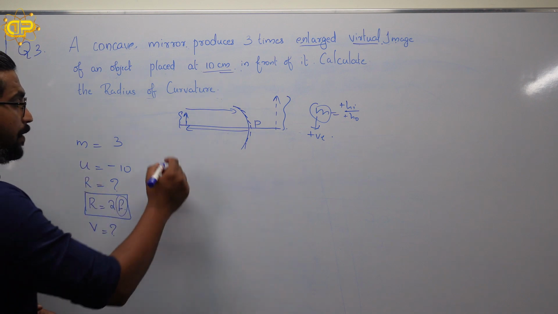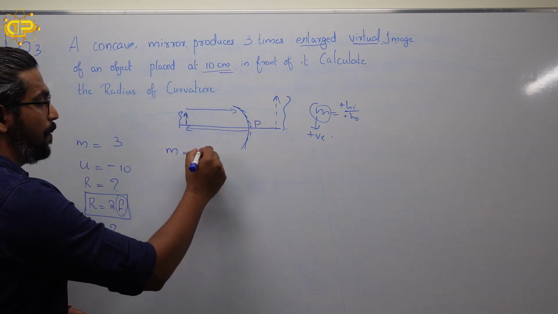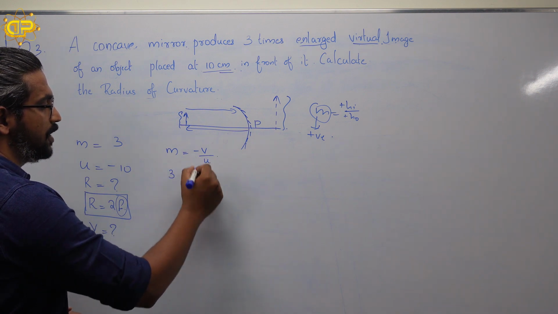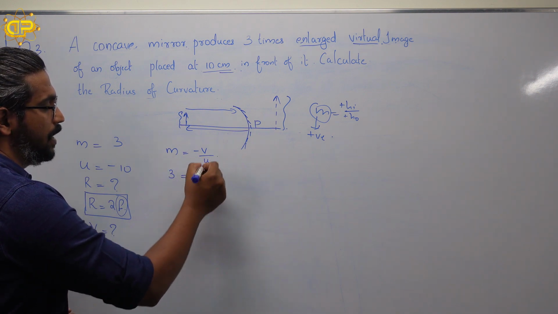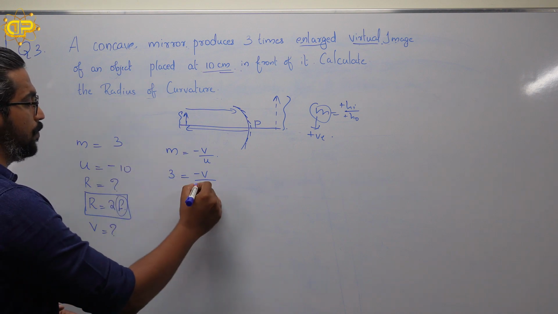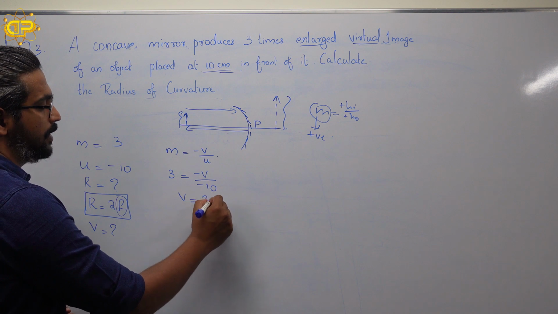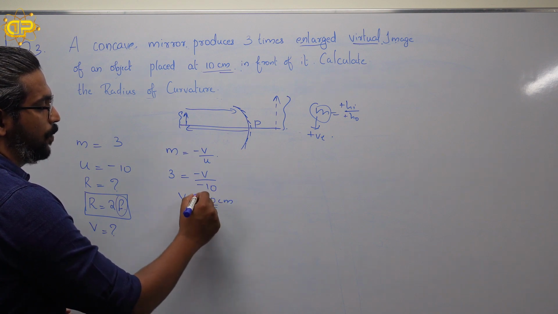But magnification is given there, so M is equal to minus V by U, and that is equal to 3. What is V? We need to find out minus V by U. What is U? That is equal to minus 10, right? So from there, V is equal to 30 centimeter. V is equal to positive 30 centimeter.